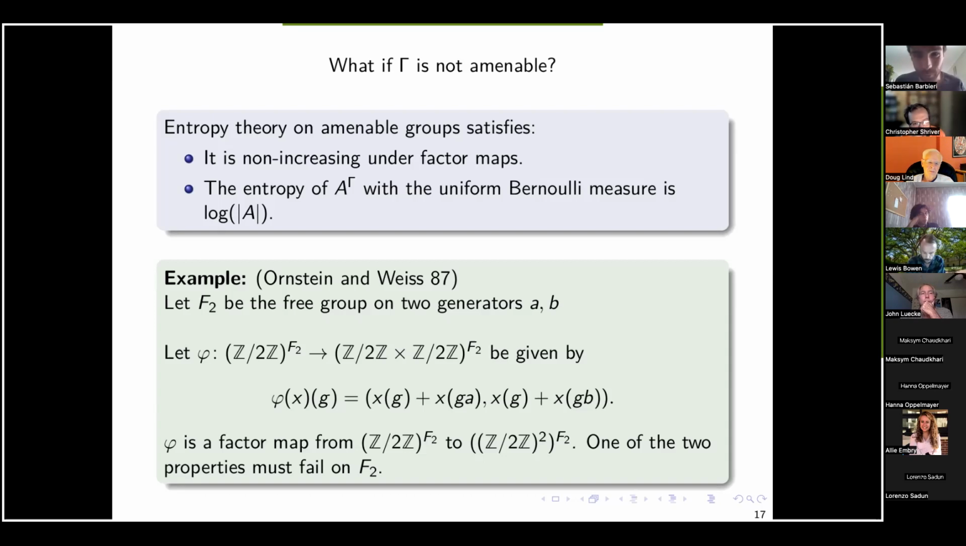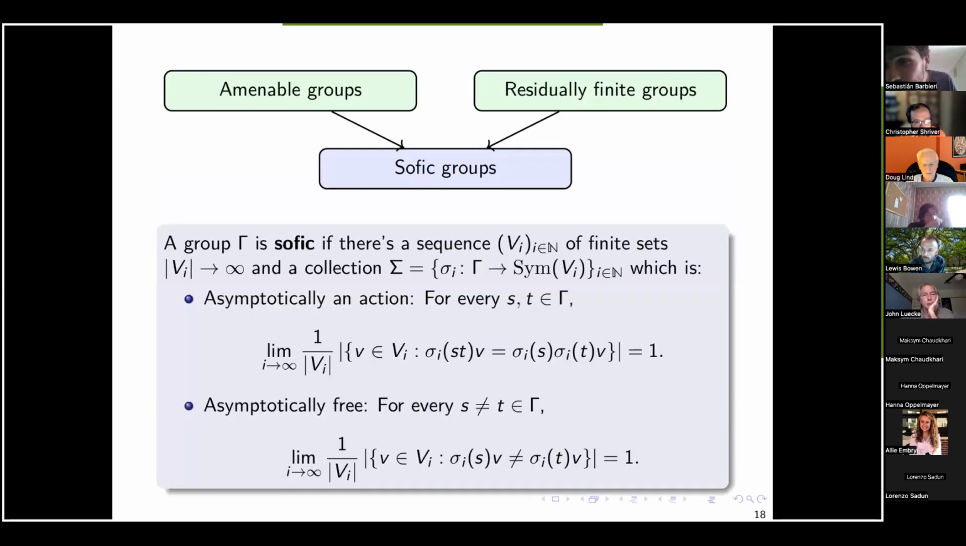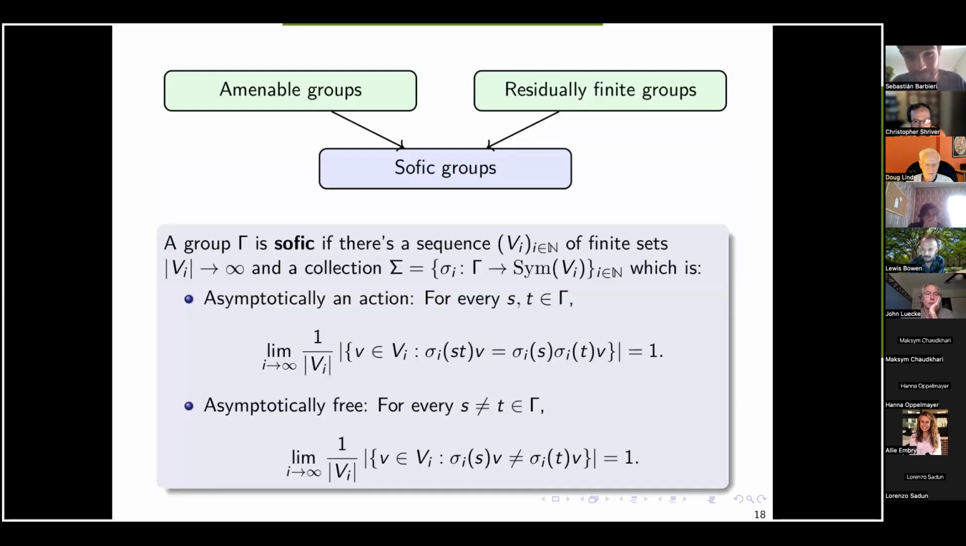Okay, so what do we do? There's a class of groups called sofic groups, which generalizes simultaneously the class of amenable groups and residually finite groups. And for that class of groups, there is a very nice, well-defined notion of entropy that was defined by Lewis Bowen. So let me try to give some intuition on what these sofic groups are. I'm going to give the definition, and then I'm going to tell you what this represents.